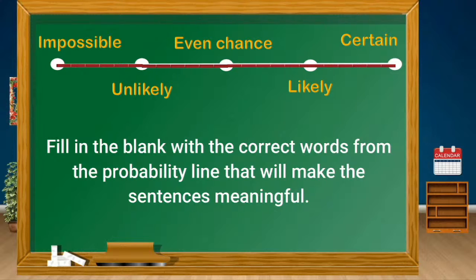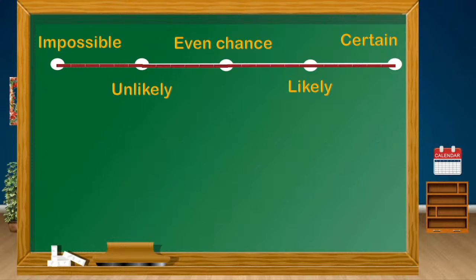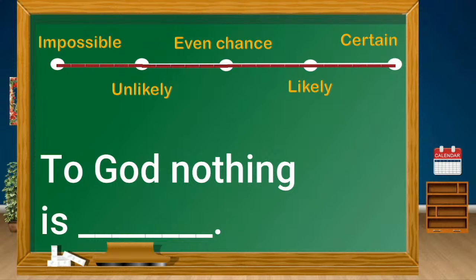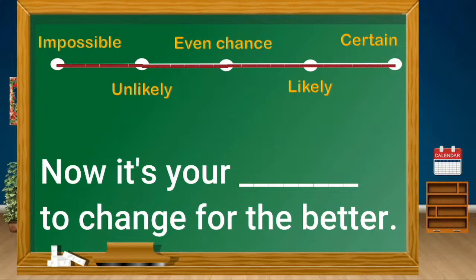Fill in the blank with the correct words from the probability line that will make the following sentences meaningful. To God, nothing is blank. Very good, it is impossible. Now it's your blank to change for the better. Yes, it is even chance.